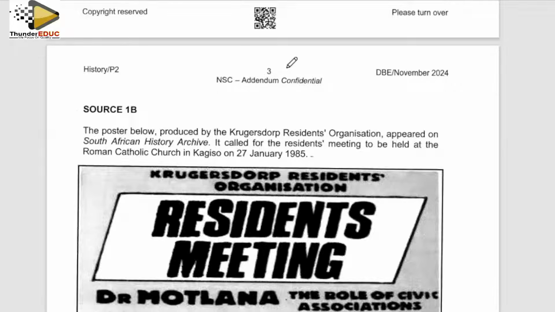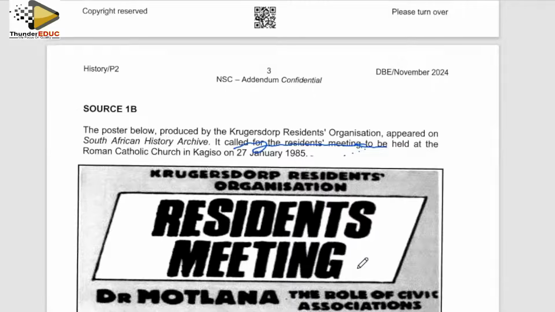Right, so why was the poster created? What is its usefulness? What is it meant to address? It is meant to call for a residents' meeting. So we get the usefulness here, or the why part, to call for the residents' meeting to be held at the Roman Catholic Church in Kagiso. That is number one. It was created to call for a residents' meeting.